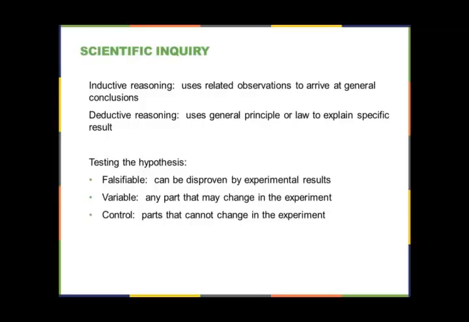When we create a hypothesis, we have to test it. One of the things that you have to have your hypothesis be is falsifiable. You have to have a way of disproving it through experimental results. When you design your experiment, you're going to have variables. These are any part of the experiment that may change. Ideally, we want to try and limit the variables as much as possible. If you have too many variables that can change, it becomes very difficult to determine if something is causative in nature. The controls are going to be parts of the experiment that cannot change.